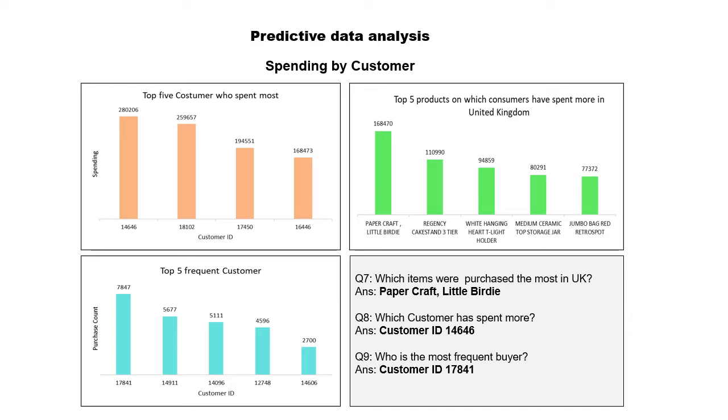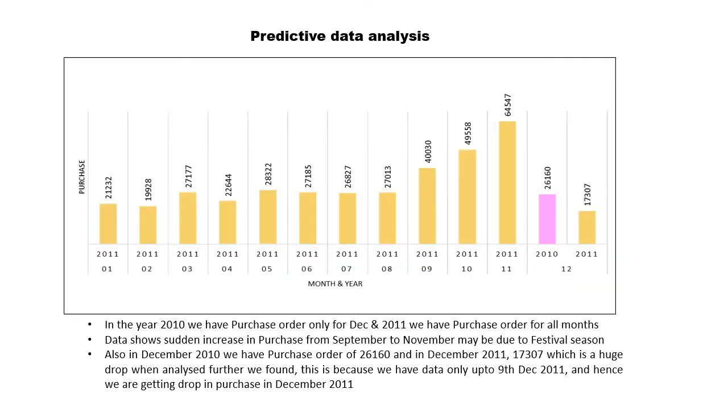Then we further analyzed this dataset for the United Kingdom itself. In the United Kingdom, these are the top 5 products on which consumers have spent more. Papercraft little birdie has been purchased more by customers in the United Kingdom, followed by these items. So these are the spending by customer insights we can get from these charts. Let's go to the next.